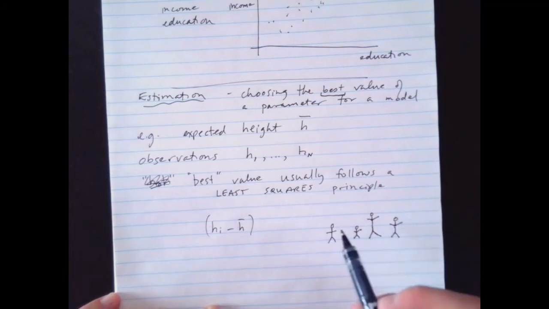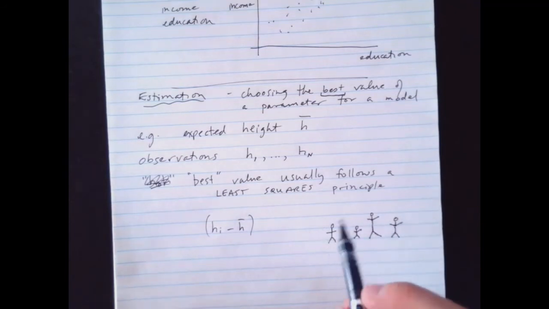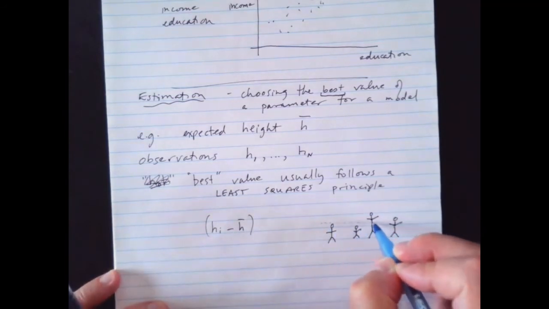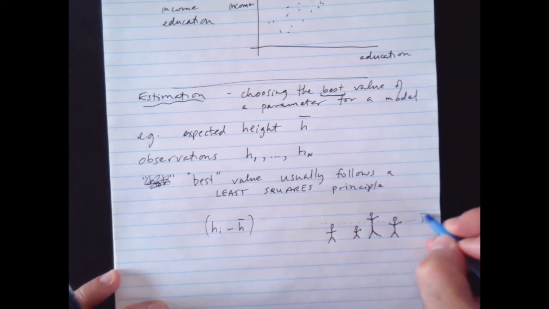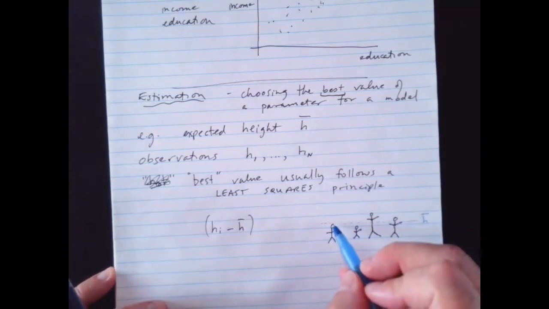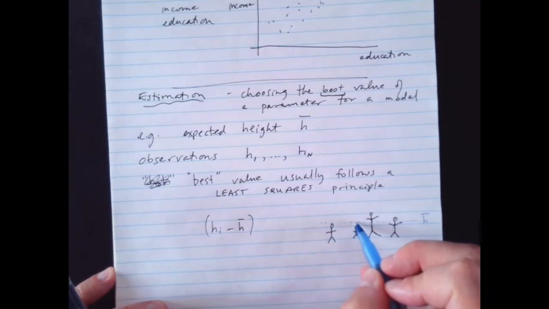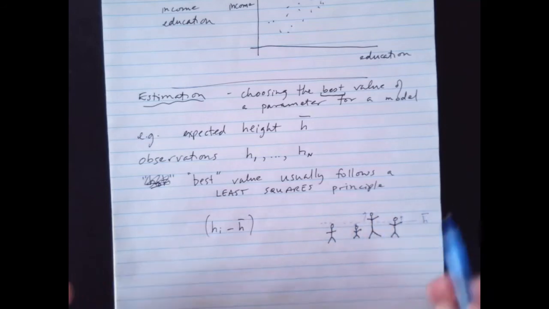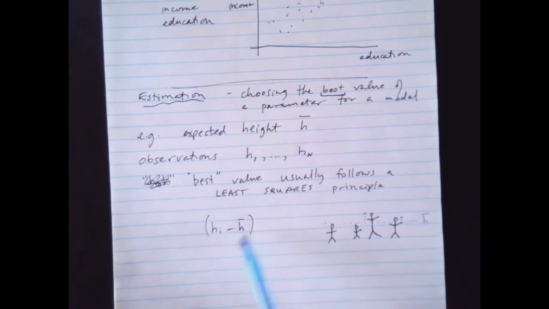All right, so let's say the expected height, I'll grab a different color pen here, and we have to estimate the expected height. So that'll be h bar. All right, well, this one's a little below h bar, and that one's a little below. This one's above h bar, this one's above h bar. So everyone's a little above or a little below, and that distance is this deviation here. This is the error term for our estimate.